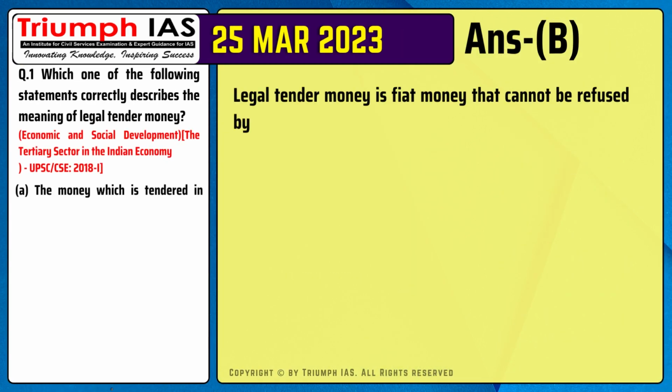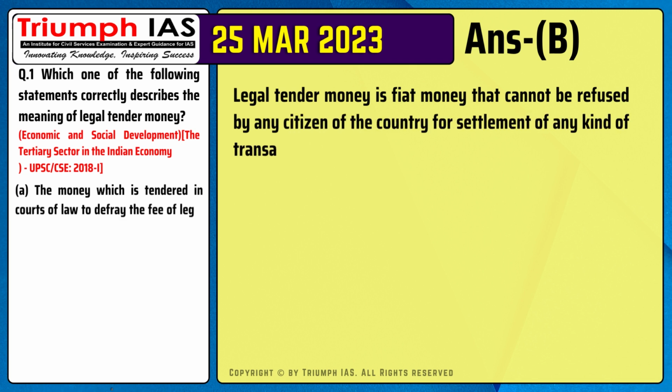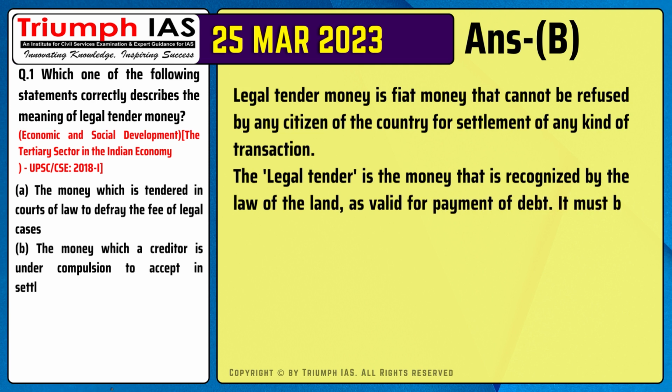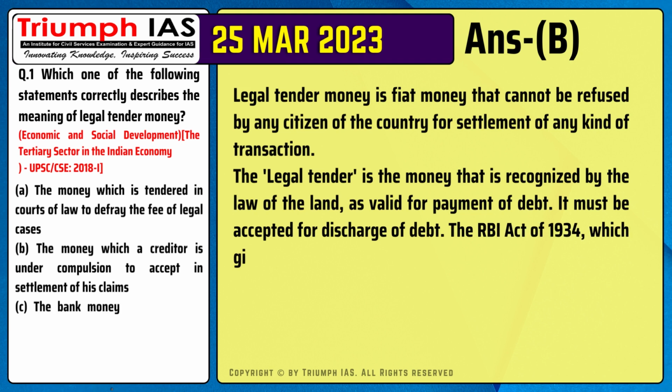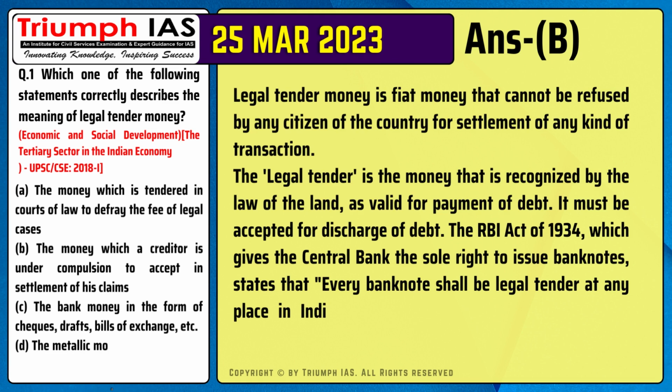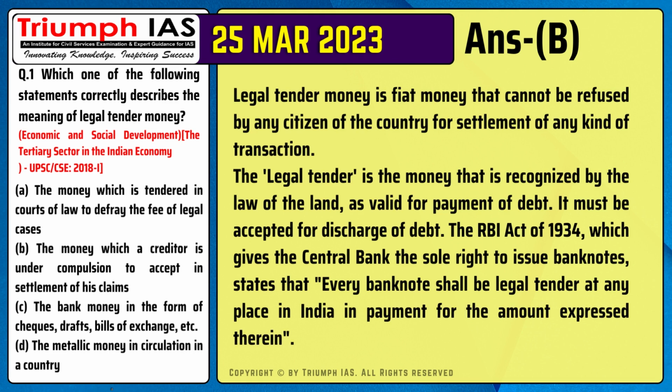Legal tender money is fiat money that cannot be refused by any citizen of the country for settlement of any kind of transaction. The legal tender is the money that is recognized by the law of the land as valid for payment of debt. It must be accepted for discharge of debt. The RBI Act of 1934, which gives the central bank the sole right to issue banknotes, states that every banknote shall be legal tender at any place in India in payment for the amount expressed therein.